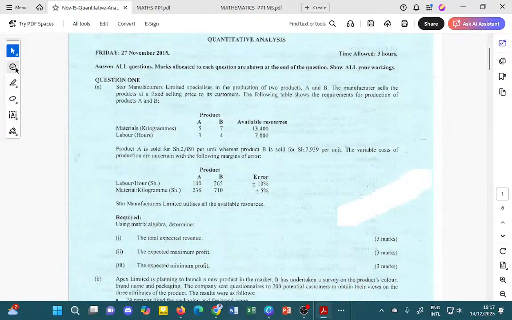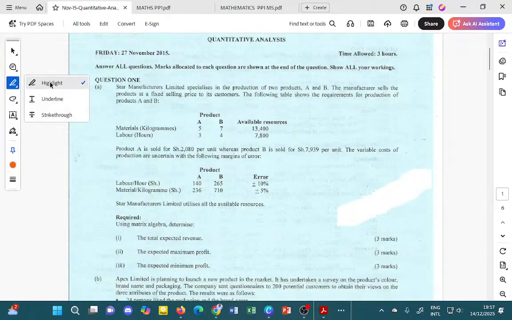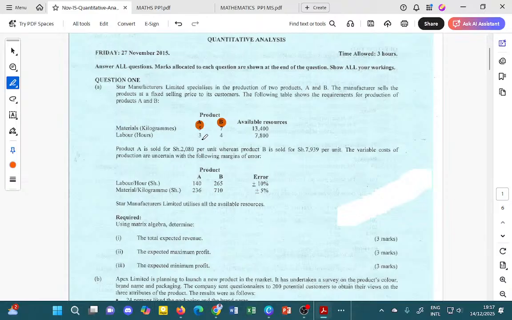So let me grab a highlighter. I need to grab a highlighter here. So there's A and B. There's A and B.